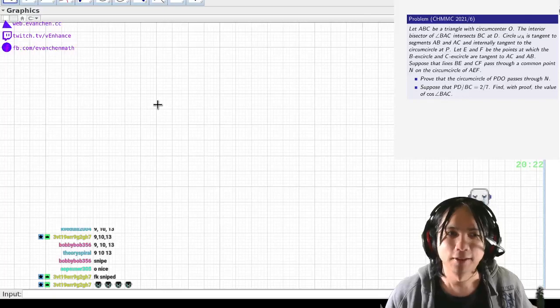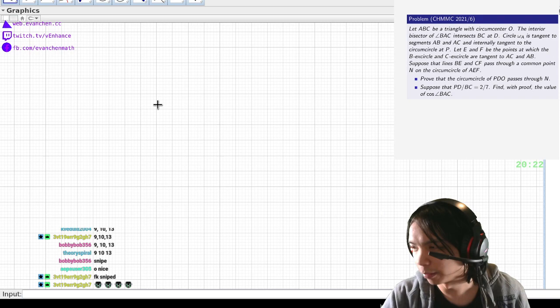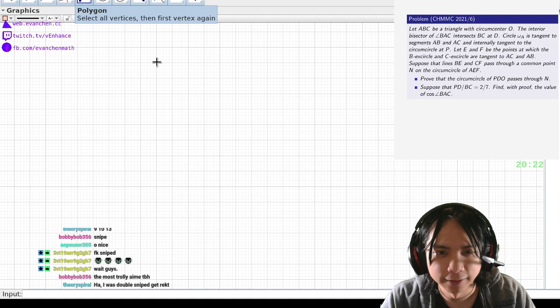Okay, welcome back everyone. So today we have a mixtilinear geometry problem from CHMMC that also has a short answer component, much to my annoyance. But let's do the geo part first. So you have a triangle A, B, and C.